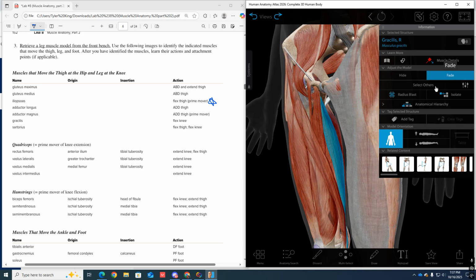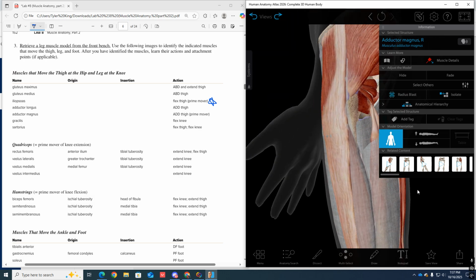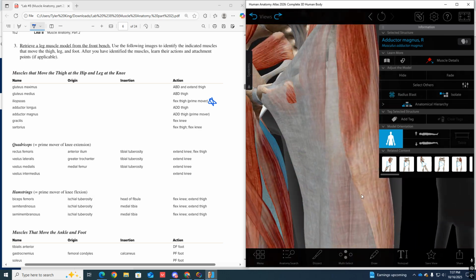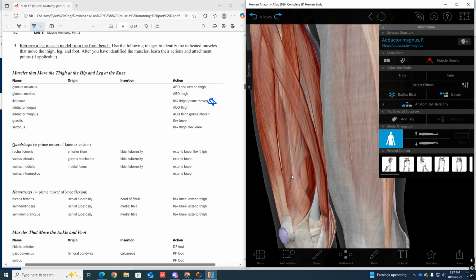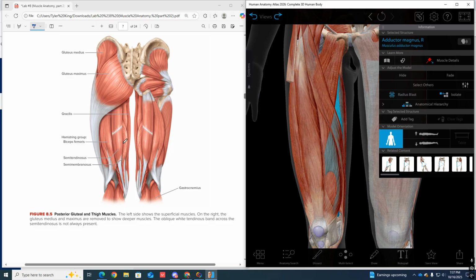Let's fade this gracilis here real quick, because the adductor magnus is the largest. We can see it over here. Really large muscle. It comes down and inserts onto the medial thigh. We can see that, and we can also see that in the pictures down here.